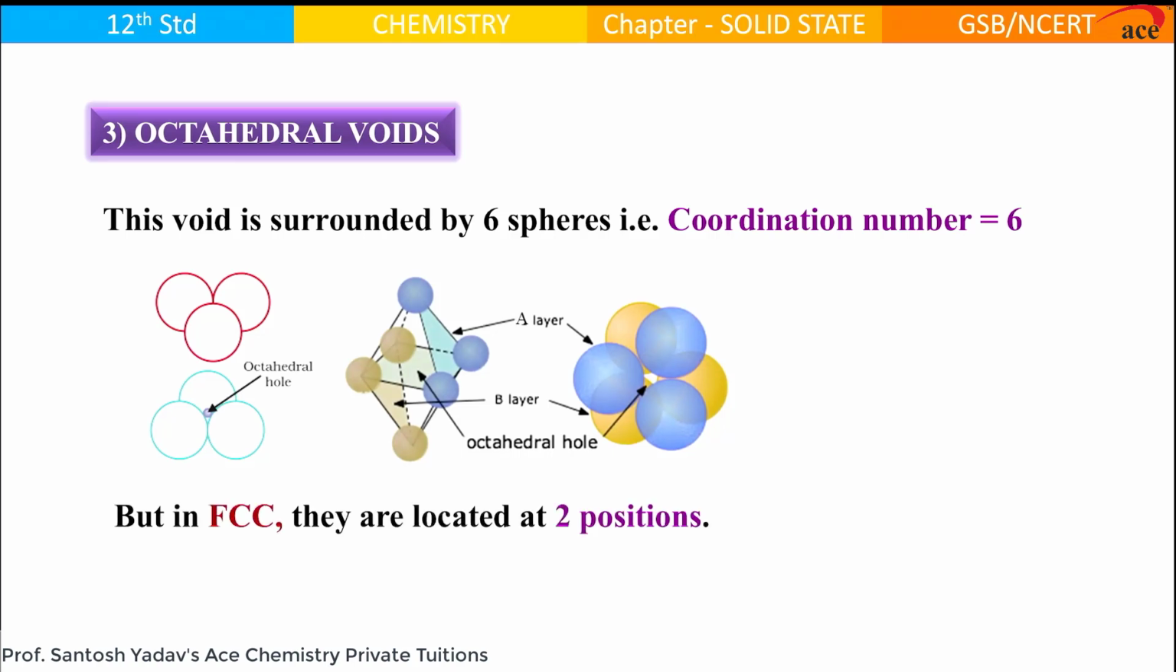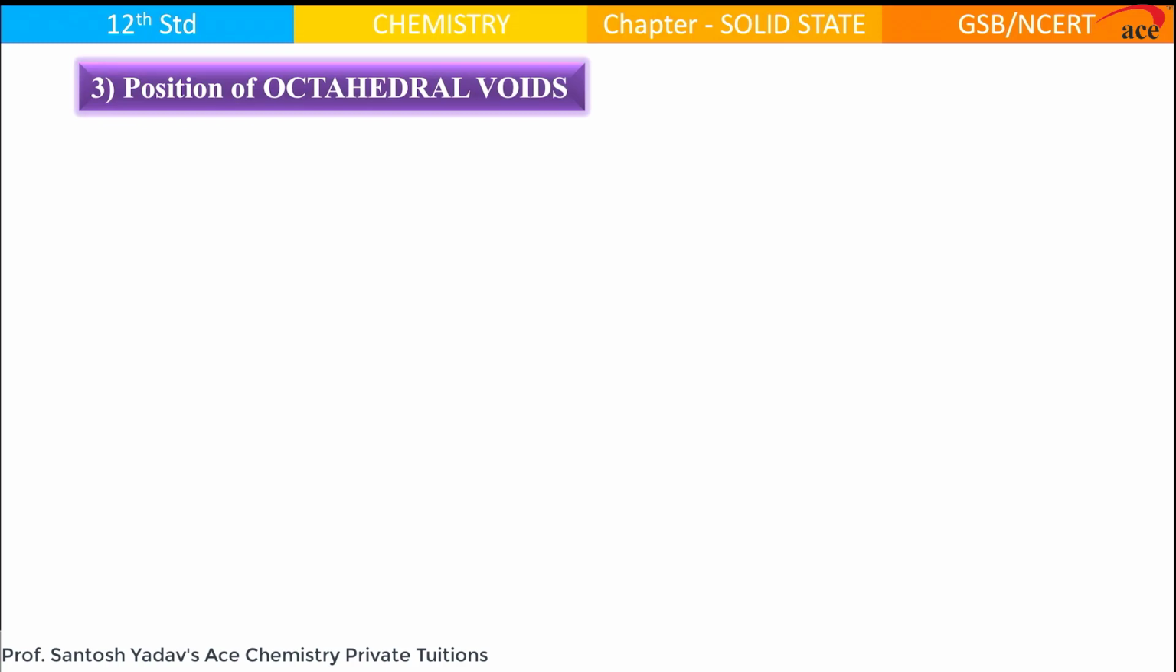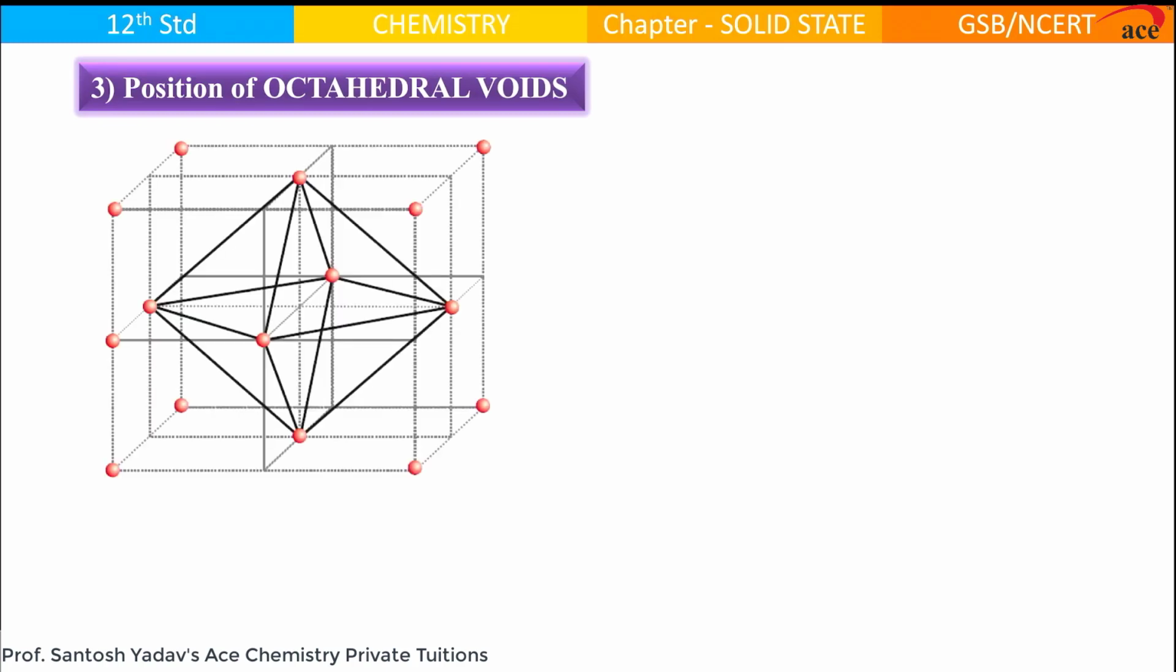Now, octahedral voids, where are they present? They are present at 2 locations. Which are those 2 locations? We would like to see in FCC or CCP. This is your octahedral void. So, it is trapped between sphere 1, sphere 2, sphere 3, sphere 4, sphere 5 and sphere 6. If you closely observe, this is nothing but your body center. So, remember in FCC, your body center is an empty space and that is your octahedral void.